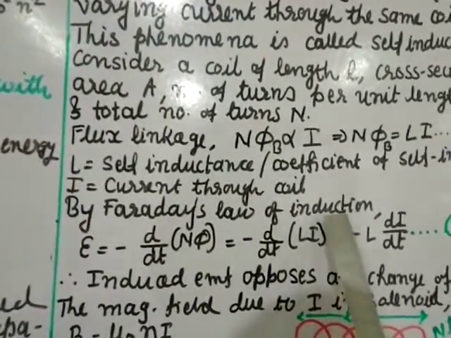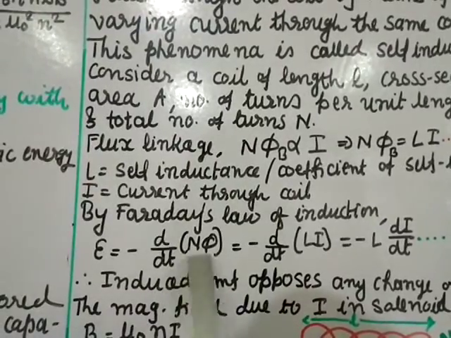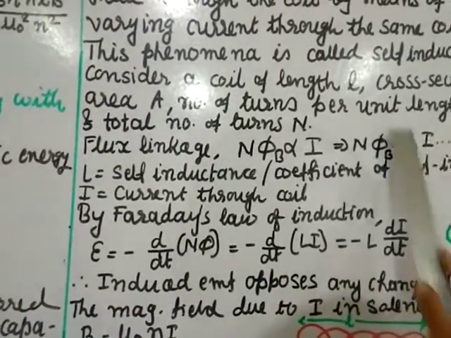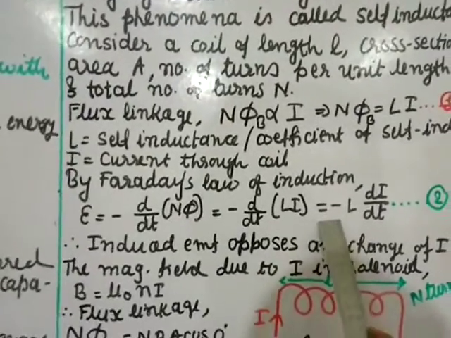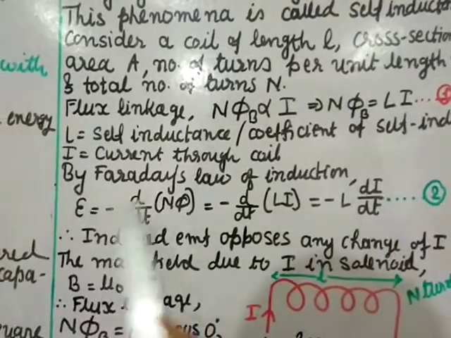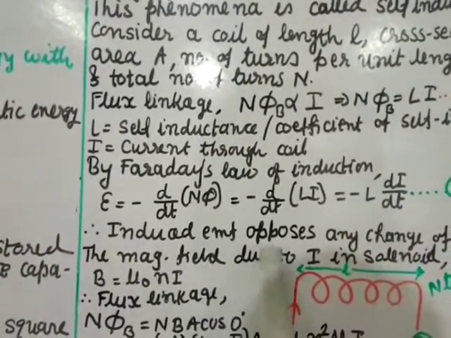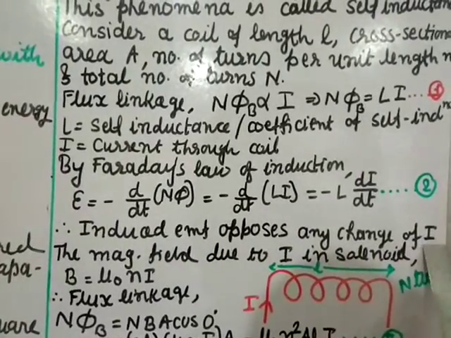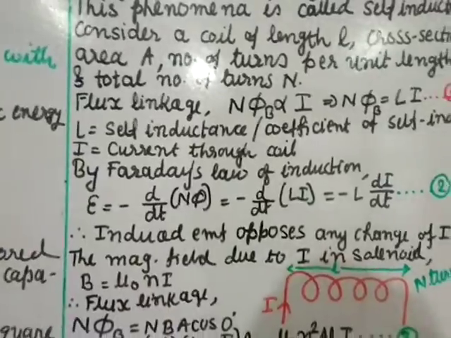Now by Faraday's law of induction, EMF induced is equal to minus d by dt of N phi B. Put the value L I; L is a constant, so take it out, and you get E equal to minus L dI by dt. Call it number 2. What does it mean? The induced EMF opposes any change in the current. So if there is a change in the current, it will oppose it. This is also called back EMF.